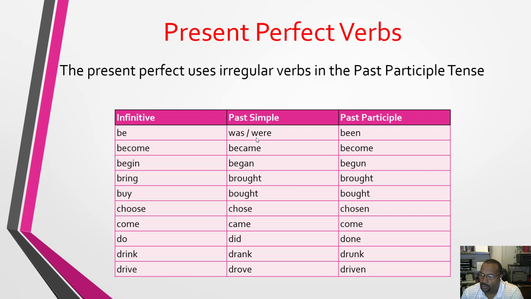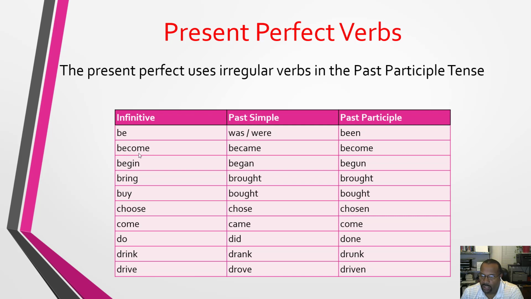So that's the past simple, and then the past participle is "been," right? So be, was, were, been, okay? Now remember that the verb "to be" is the most used verb in English, and it is the most complex, the hardest verb to really understand. So that's why we see so many choices here, especially in the past simple. All right, let's move on.